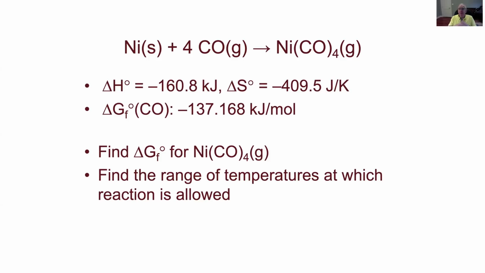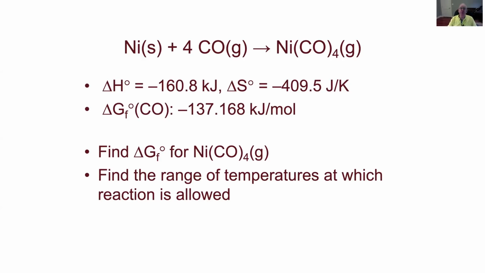Delta G of formation for nickel will be 0 because the nickel is an element in its standard state. I didn't put that explicitly on the screen, but nickel metal, nickel solid, is going to be a standard state because that's what nickel would be at room temperature and pressure, right? So first I'm going to find the delta GF for the product. Then I'm also going to find the range of temperatures at which this reaction would be spontaneous. Then we'll talk briefly about an application of this reaction after that. All right, let's do the calculation.